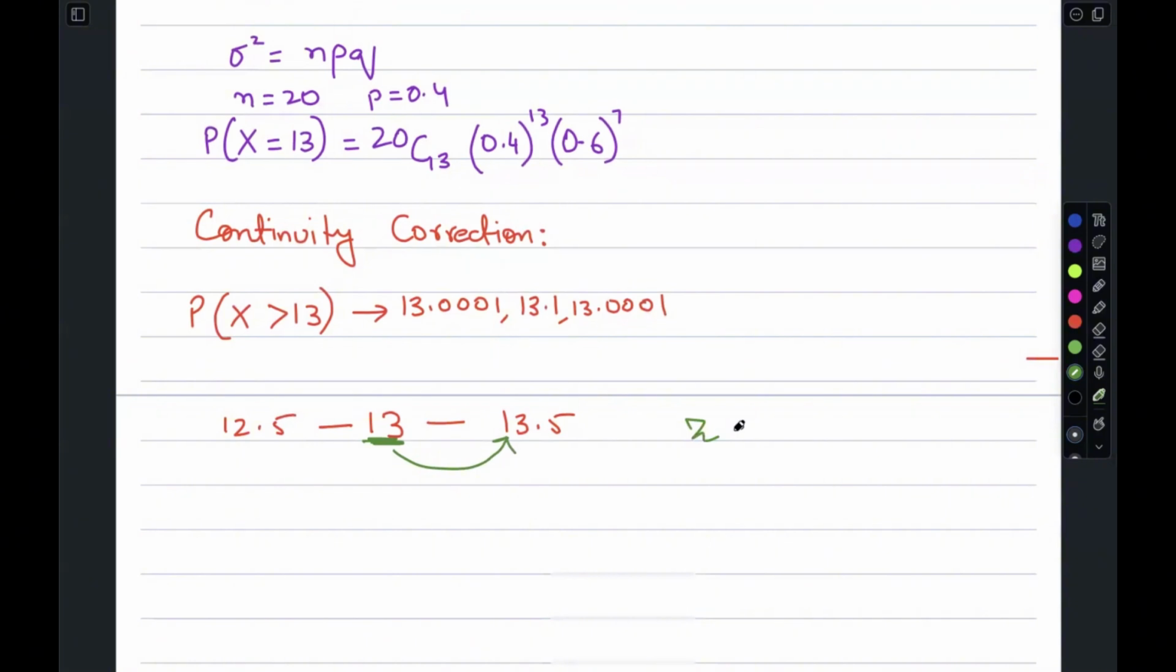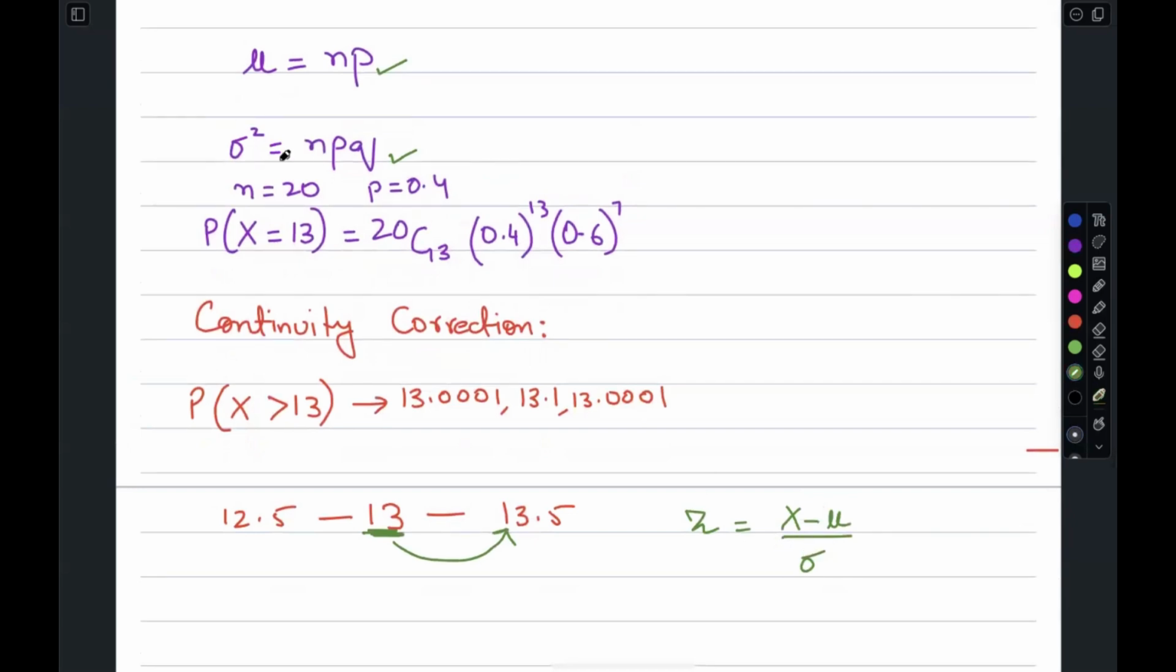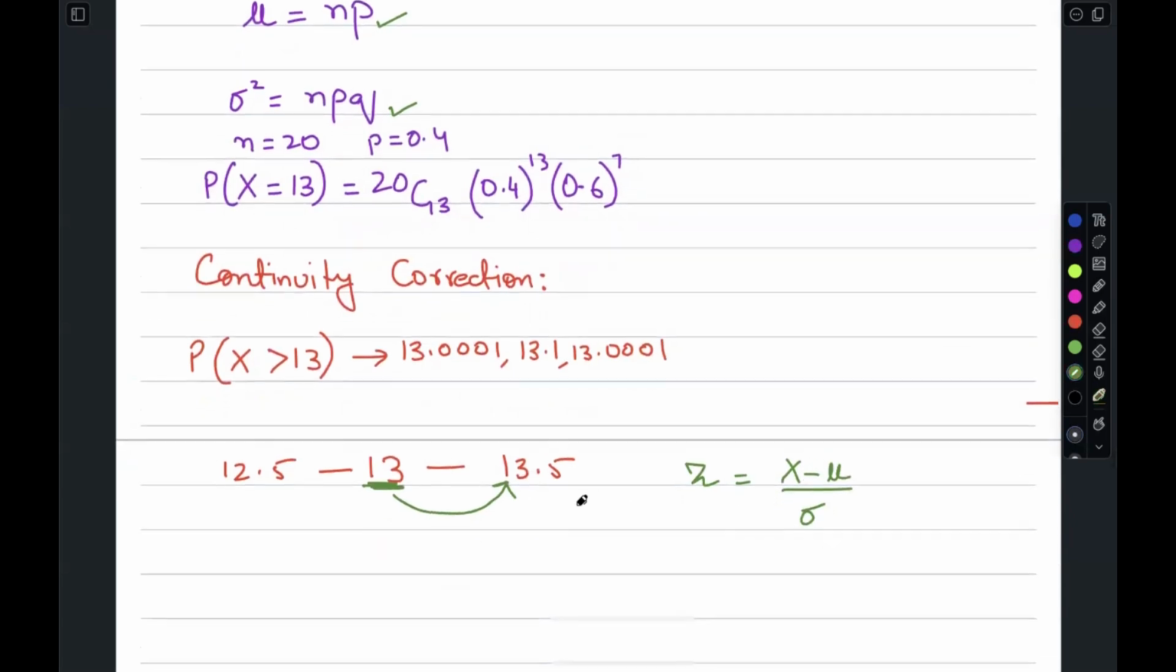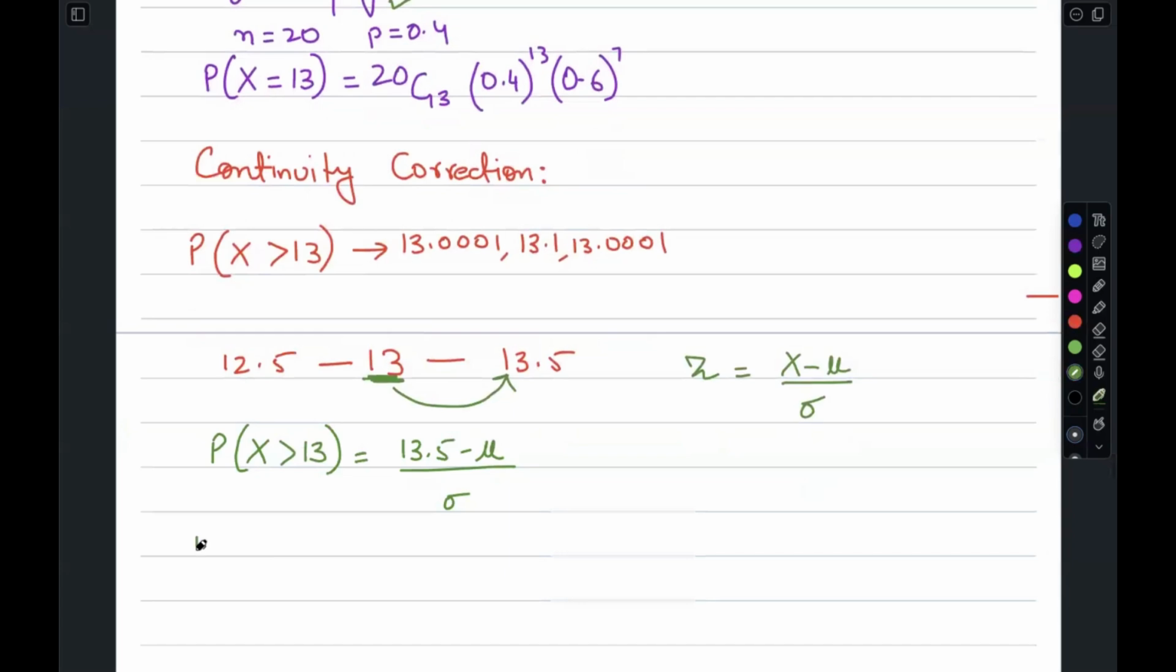So when we are doing the normal distribution where we use x minus mu upon standard deviation, we already know that we can find mu by np and variance by npq. So we can just square root the variance and we'll get the standard deviation. Now let's say the question was x is greater than 13. In place of x, we'll take 13.5 minus the mean divided by the standard deviation. If it was x is greater than or equal to 13, in that case, as 13 is included, we'll take the value 12.5. So in this case, that will be 12.5 minus mu upon the standard deviation.